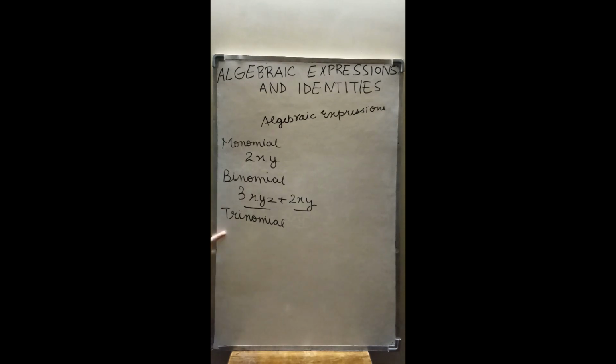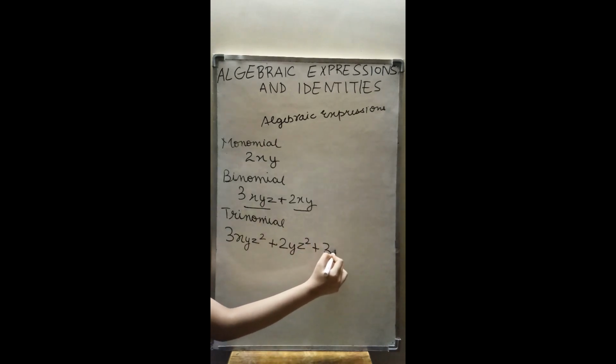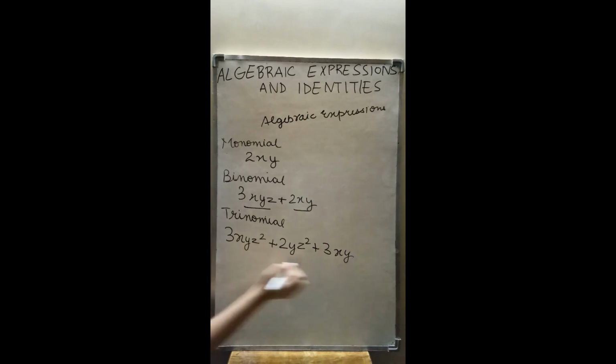And the third is trinomial. Now what is a trinomial? A trinomial is an expression that has three terms. Let's say if I write 3xyz square plus 2yz square plus 3xy. So in this expression there are three terms. 1, 2, 3. It means that this is a trinomial.